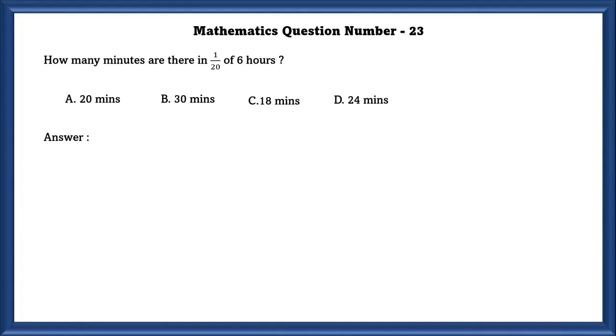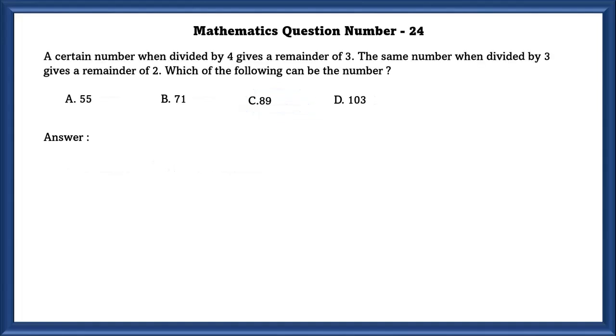Mathematics question number 23. How many minutes are there in 1 by 20 of 6 hours? 1 by 20 of 6 hours is equal to 1 by 20 into 6 into 60, which is equal to 18 minutes. Mathematics question number 24.